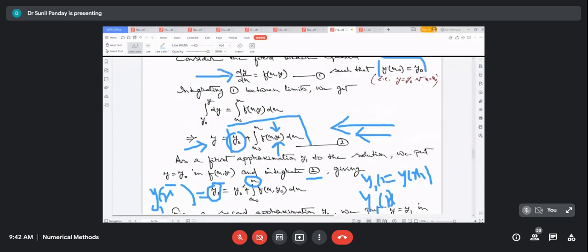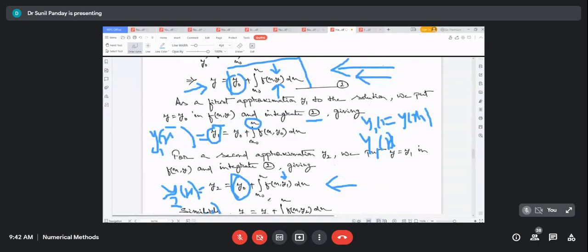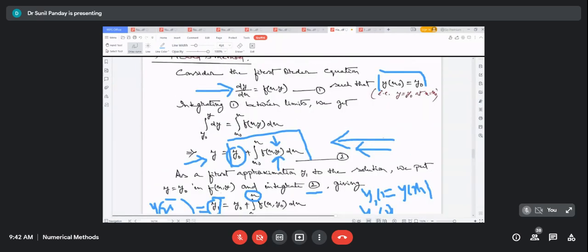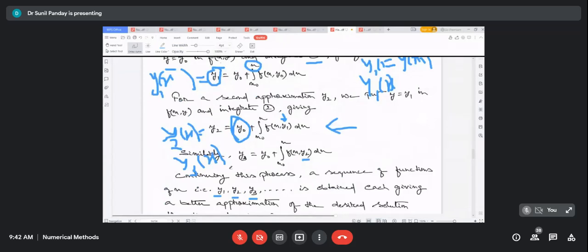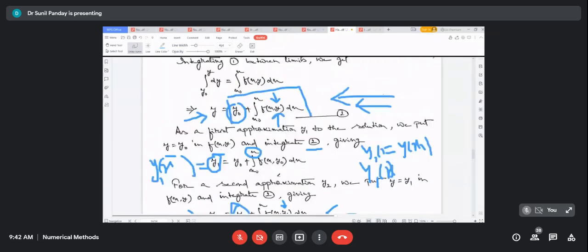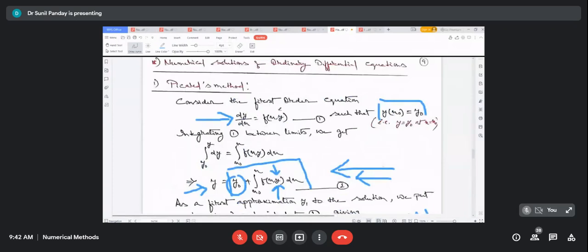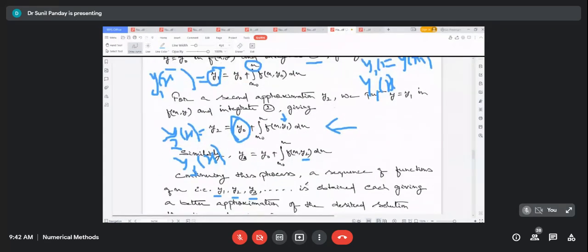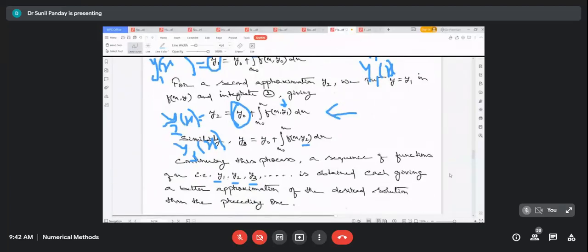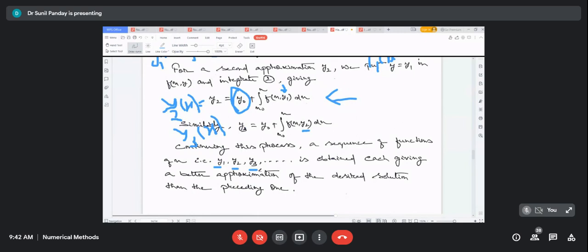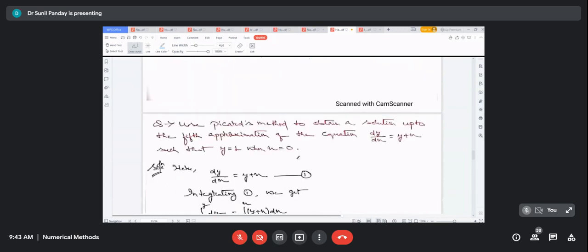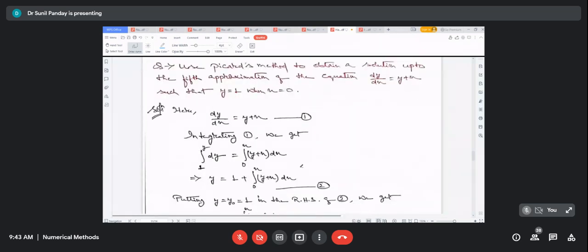Here y1(x) is a function, and it's a solution to equation 1, and y2(x) is also a function of x, and it is again a solution to equation 1. And similarly y3 is again a function of x, and it's a solution to this equation 1. If we continue in this way, we'll get a sequence of solutions, and each next one is better than the previous one. Like the value of the error will be less in y2(x) as compared to y1(x).